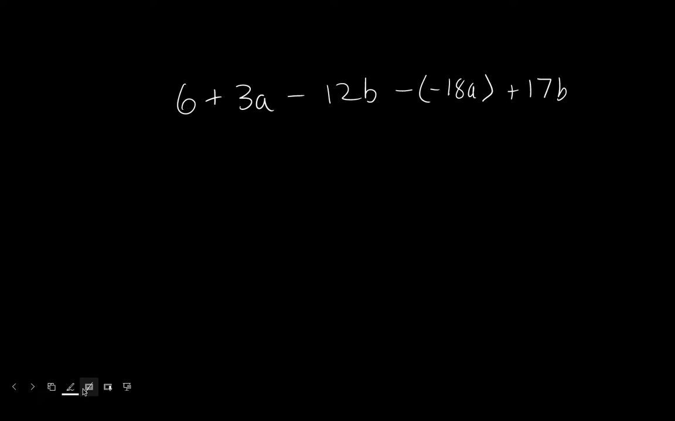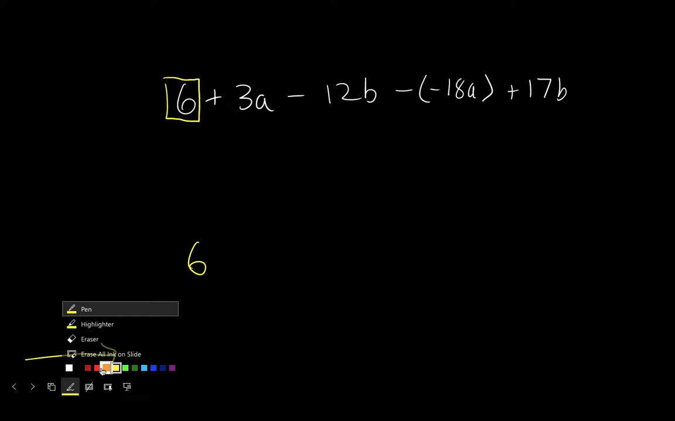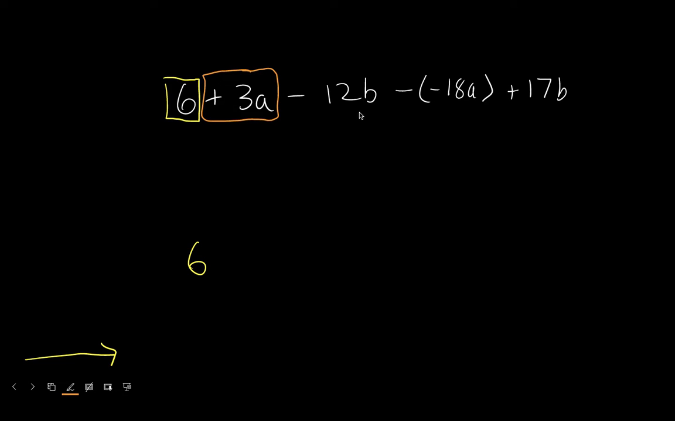Okay, so let's start combining like terms. We're going to go left to right. So we got 6. Is there any other numbers? Just any numbers, negative or positive, without the variable. No, there aren't, so we're going to bring the 6 down since we don't have anything to combine it with. Now we're going to keep going. We have this positive 3a, so let me write that down, 3a.